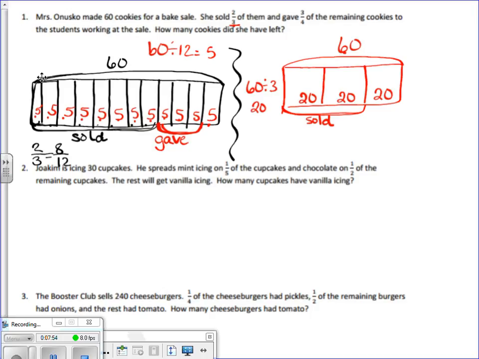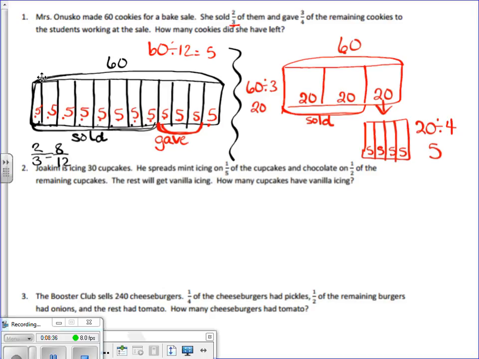Okay. Hold on. 3/4 of the remaining. So we've got to take this last one and split it up into 4. So it would be 20 divided by 4, which would be 5. Each one of those would be 5.